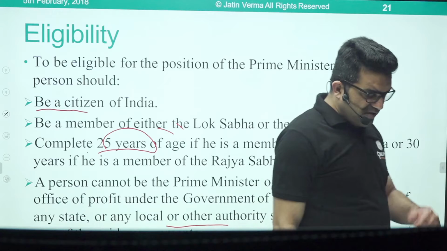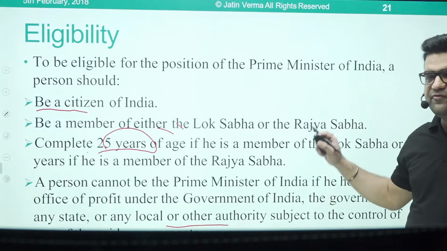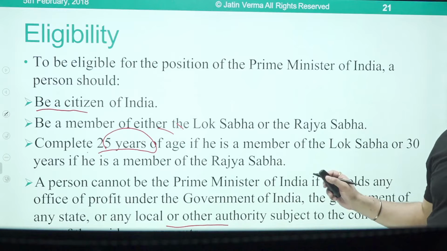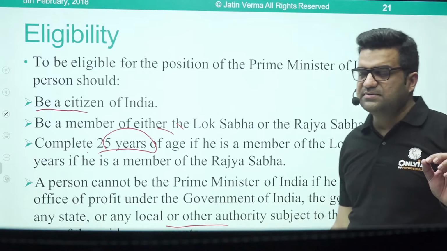Okay, so office of profit, sometimes people have held this. Some of the offices of profit in the government of India and the governments of states have been exempted from this office of profit clause.